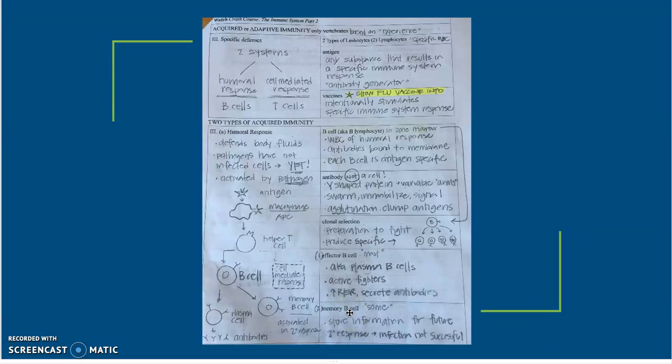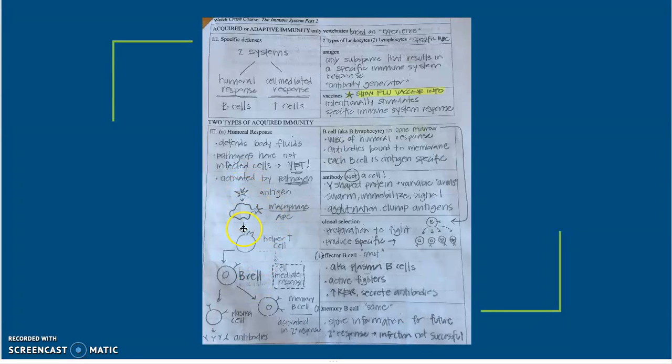Now, some of the cells that are produced by clonal selection are memory B cells, and these are going to store information from that specific pathogen, so that next time you are presented with that same pathogen, the secondary response is so fast that the infection's not successful. So let's see why that's the case. Let's talk a little bit about that.